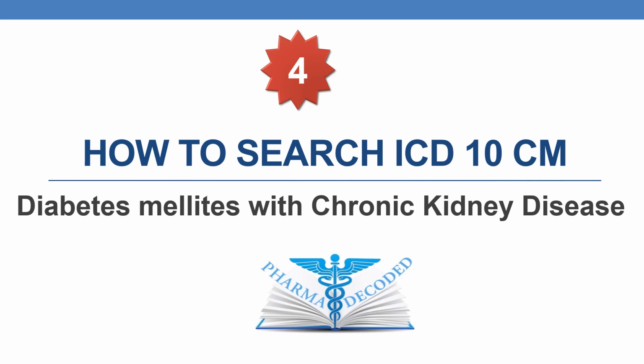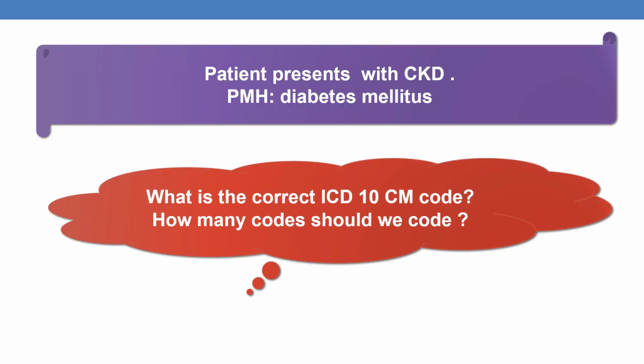Hello everyone, now let us see how to search an ICD-10-CM code. In the current session, we will be discussing the code for diabetes mellitus with chronic kidney disease. So coming to the question, patient presents with CKD and in the past medical history, you can find diabetes mellitus.